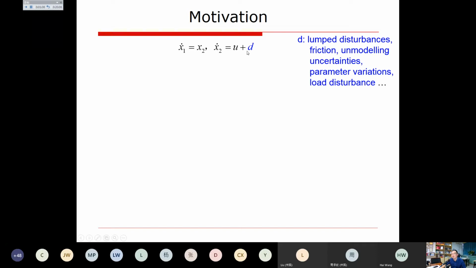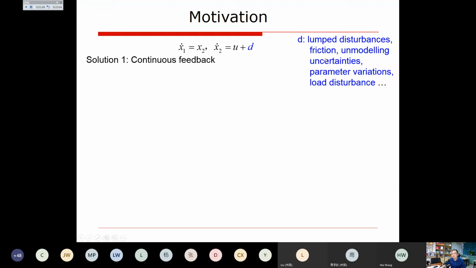So for the inertia of the motor, if there are different load torques, different working loads, then the inertia will be time varying. So parameter variations also may be regarded as another kind of disturbance. So it may come from the internal system, or maybe come from the outside, right? So we call it the lumped disturbance. It may include all of the factors I mentioned.